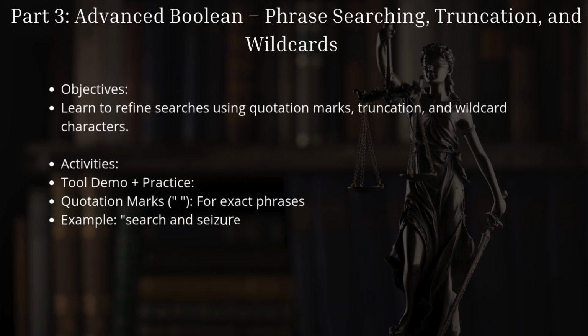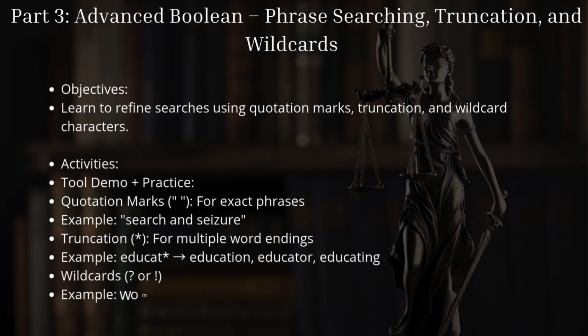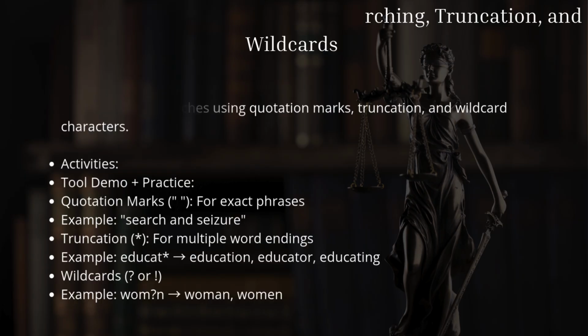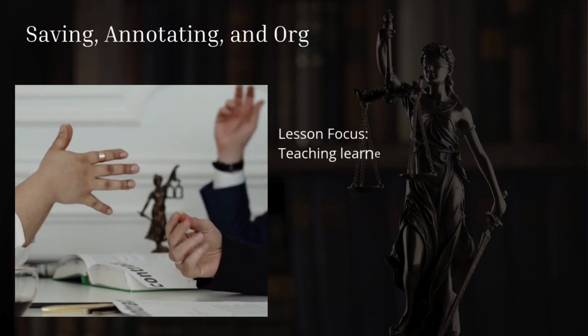Quotation marks for exact phrases. Example, "search and seizure". Truncation, the asterisk for multiple word endings. Example, educat* returns education, educator, educating. Wildcards. Example, wom?n returns woman, women.